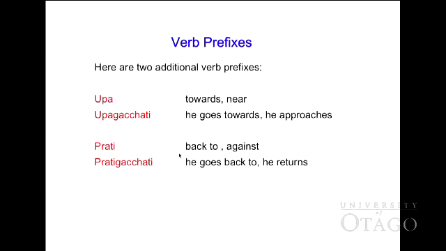Another verb prefix we can study from this chart, from these slides. Upa means towards or near. So upakachati means goes towards or approaches. He goes towards, he approaches. Prati means back to or against. So pratikachati means he goes back to or he returns.